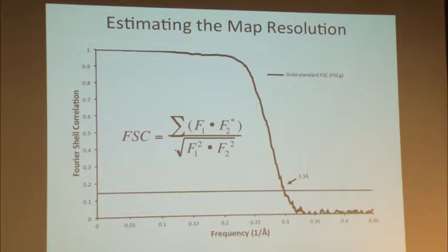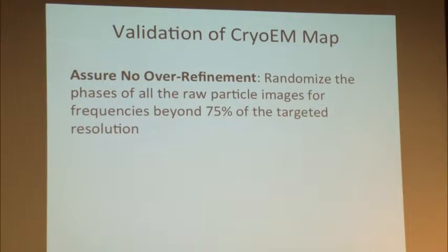Now, based on this criterion, you get this curve, which looks okay, but how do you know you did it right? In other words, you do this very complicated data processing. How do I know you're not over-refining your map? So we have developed a procedure to make sure we don't over-refine our map.